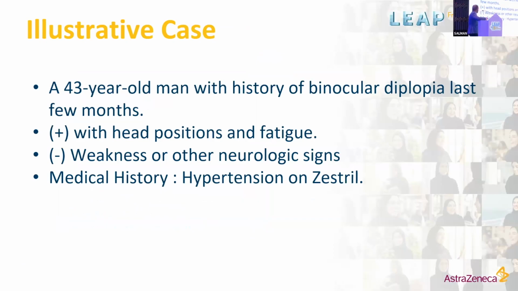So this is a 43-year-old man who presented with diplopia for the last few months. He didn't have any neurological signs or weakness. He did say that it tends to get worse with certain head positions and fatigue, but this is really not very specific for myasthenia. He's hypertensive.